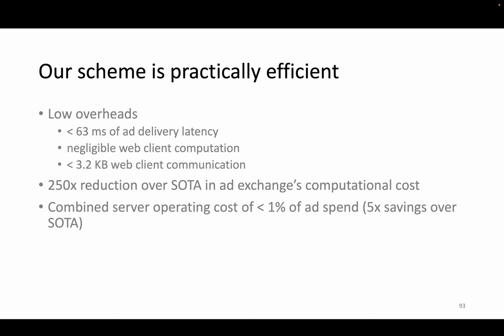In our benchmarks, we find that our scheme is practically efficient. It adds low overheads to the protected audience API: less than 63 milliseconds of ad delivery latency, negligible client computation, and less than 3 kilobytes of client communication. We also achieve a 250x reduction over the state of the art in the ad exchange's computational cost. And we achieve a combined server operating cost, which includes advertisers, publishers, and the exchange, of less than 1% of ad spend, which is a 5x savings over the state of the art.